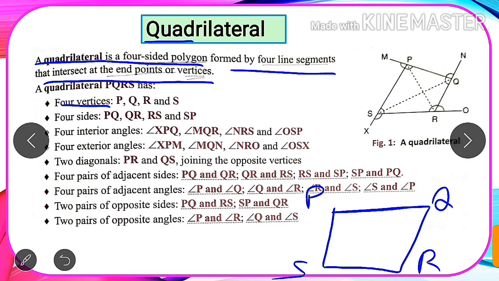We have four interior angles. How many interior angles are there? Four. So this one is an interior angle, another one is this one, another one is this one, and this is another interior angle. These are the interior angles.